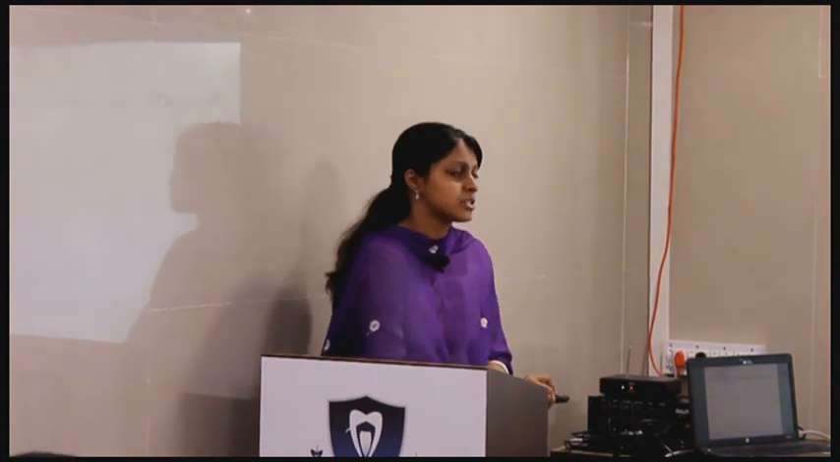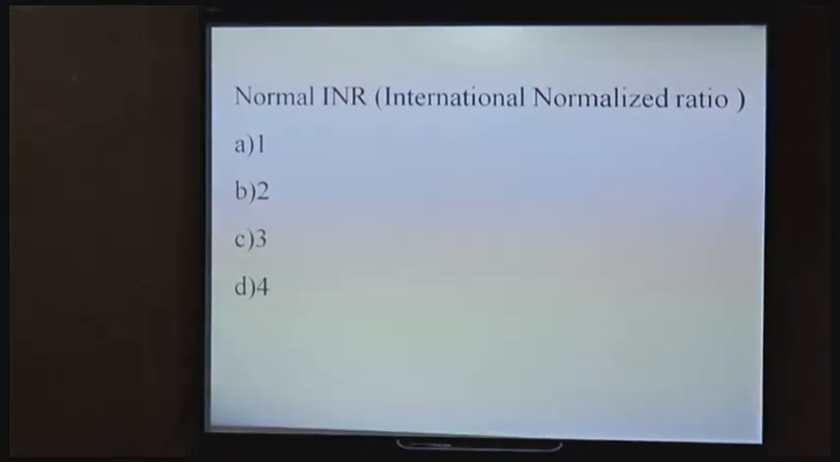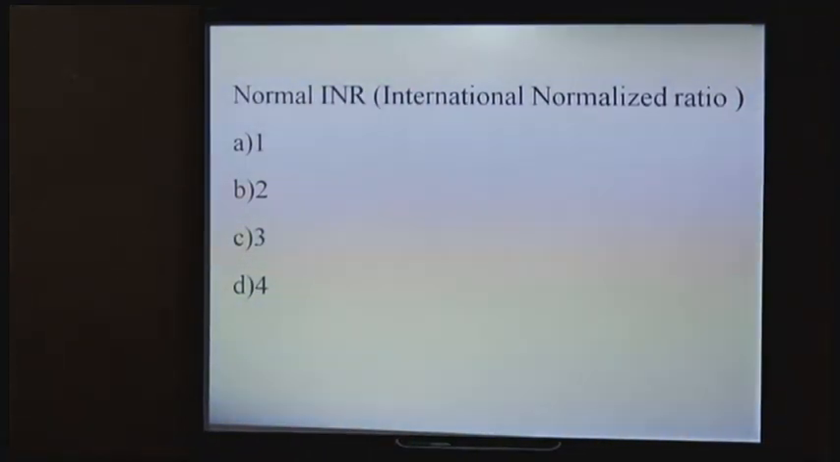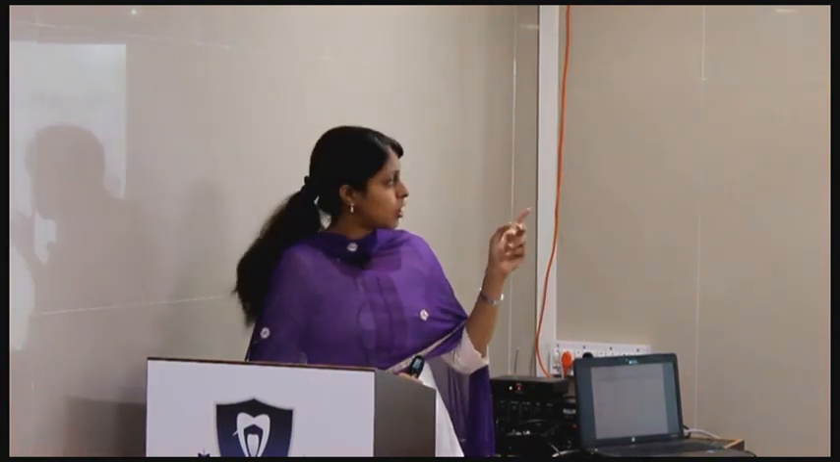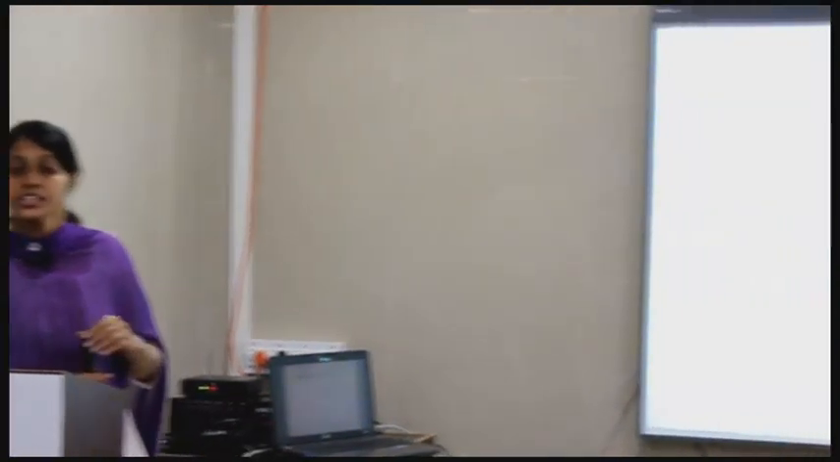Normal INR is, why do we do an INR? Prothrombin time varies with time in the blood. It keeps varying every minute and every hour. So to standardize the prothrombin time, they brought about an INR, which is given as prothrombin test by prothrombin normal, whole to the power of ISI. ISI is your international sensitivity index. This formula is used to calculate INR. So the normal value of INR is 1.